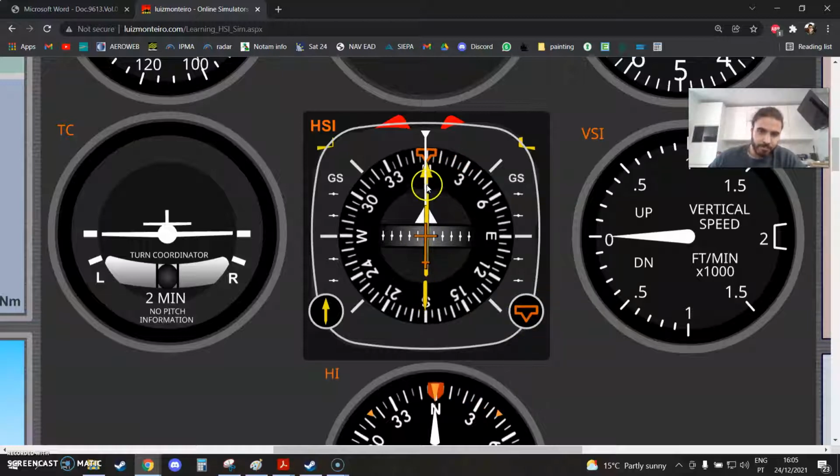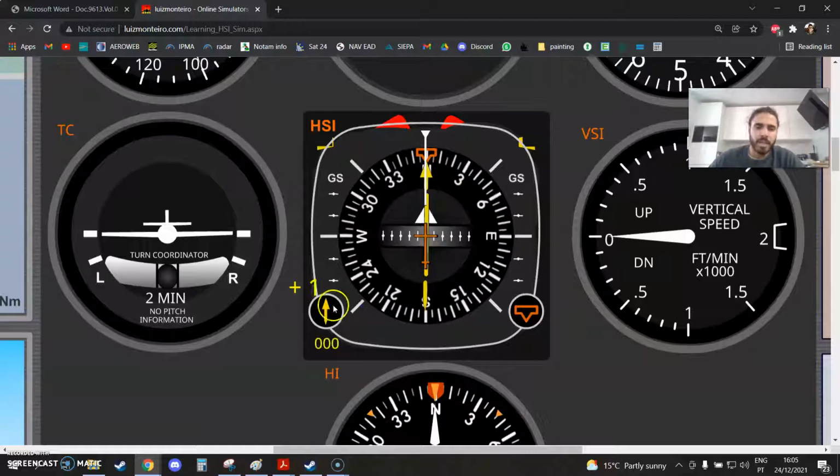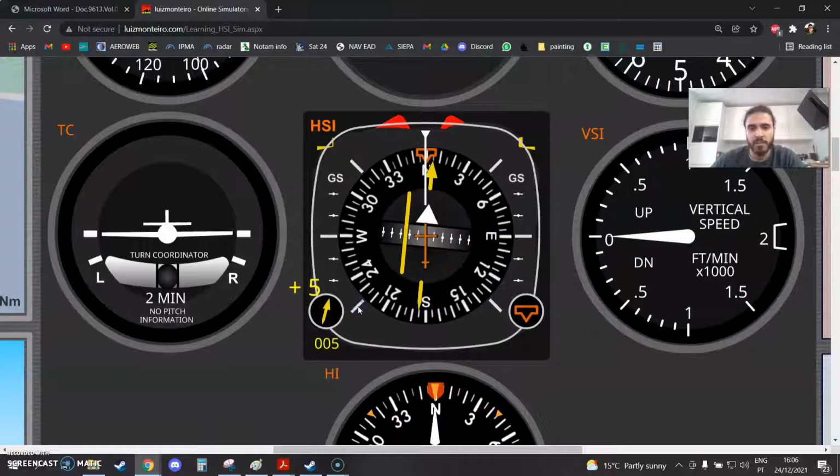Then you have this yellow line here, which is called the course selector. It goes left or right, counterclockwise or clockwise, and as you can see, it's divided in two parts. This is the main needle, the main course selector, and this is the CDI, the course deviation indicator, or course deviation bar. Basically, the tip and the tail select your line of position, as we spoke about in the last video. This will select a certain line of position.